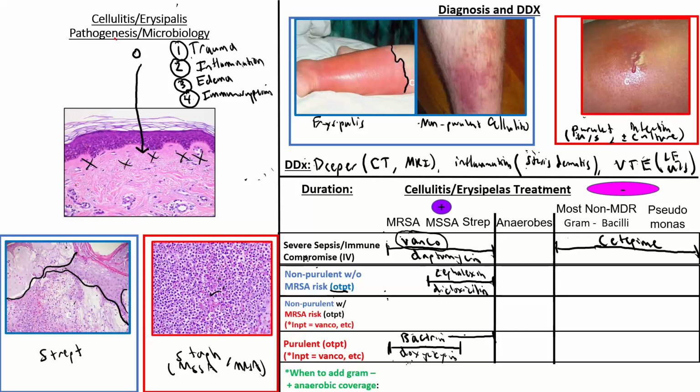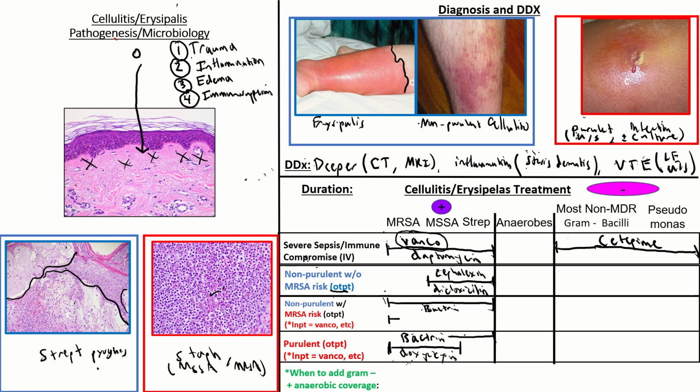Now, one of the harder ones is what do you do when you have a non-purulent infection with MRSA risk factors? In these cases, you really are required to cover MRSA, MSSA, and strep. There are two different ways you can do it. One, you can do Bactrim alone. I used to think that because Bactrim doesn't have in vitro susceptibility for strep pyogenes, that it doesn't have in vivo, but it's been shown that in vivo susceptibility for strep pyogenes to Bactrim is quite high. So Bactrim can be done by itself.